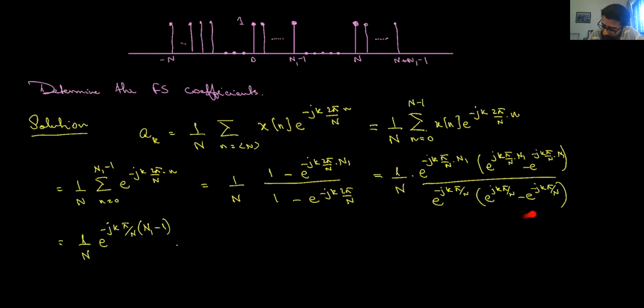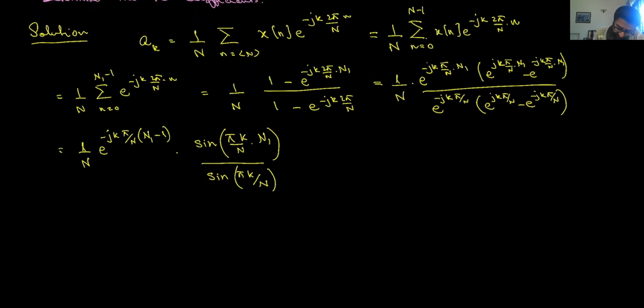What do I have here? What will this become? Sine. Sine, good, right? So this is a sine in the numerator, and this is sine of pi k divided by n times n1, divided by sine of pi k divided by n. Is this it, or is there a corner case that I have to deal with? Is this the final answer?